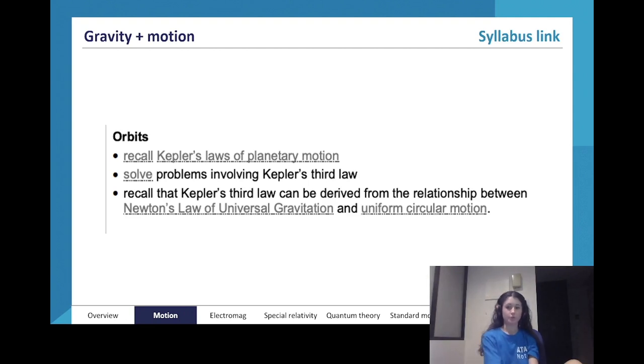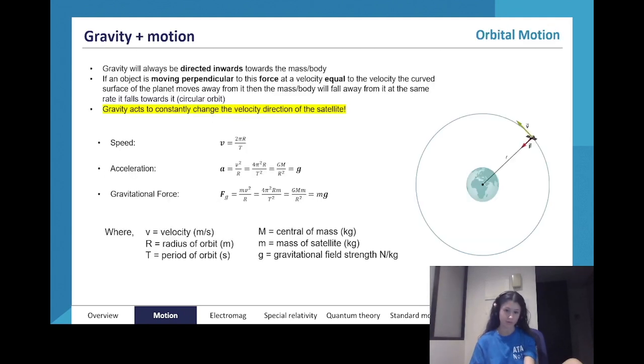Getting onto orbits. For orbits, you need to recall Kepler's laws of planetary motion. You need to solve problems involving Kepler's third law, and you need to recall that Kepler's third law can be derived from the relationship between Newton's law of universal gravitation and uniform circular motion. For recalling Kepler's laws, what I'd recommend is going to the QCAA official definitions and memorizing those, just so you don't get mixed up with anything.